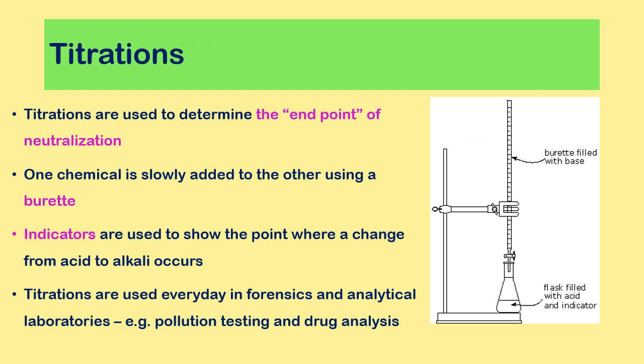Now the final experiment you need to know with acids and alkalis is called a titration. Now titration is used to work out the concentration of an alkali that we do not know the concentration of using an acid that we do know the concentration of. We use a device called a burette to deliver the acid downwards through a tap, and we use a pipette to fill the alkali into the bottom.